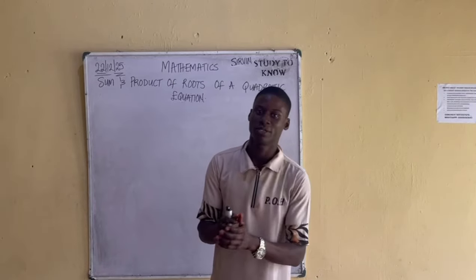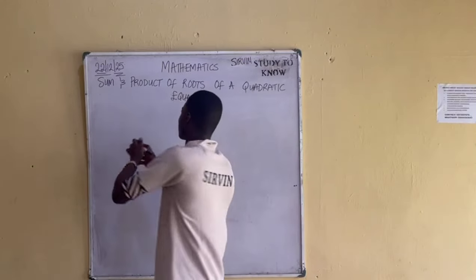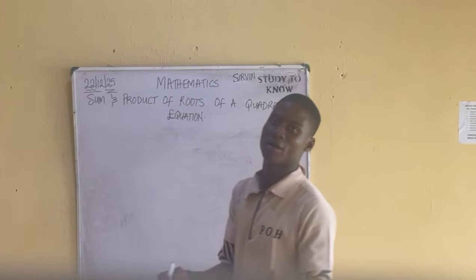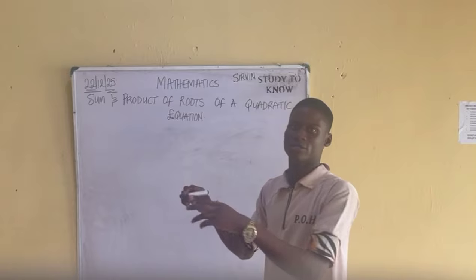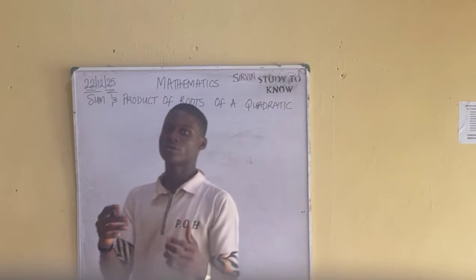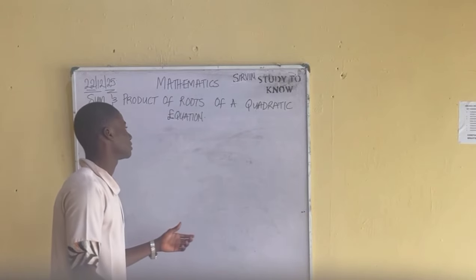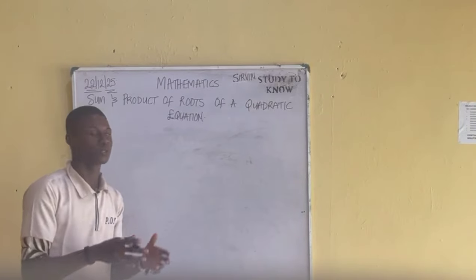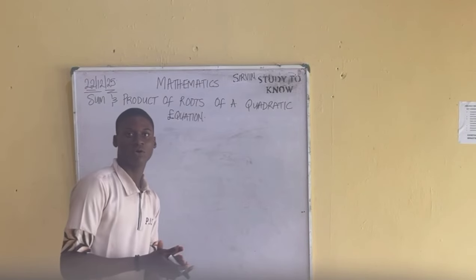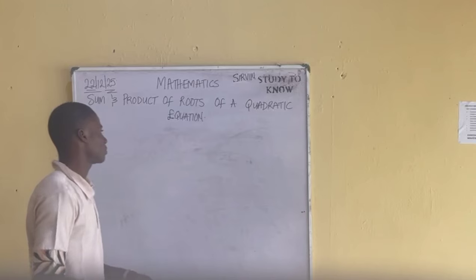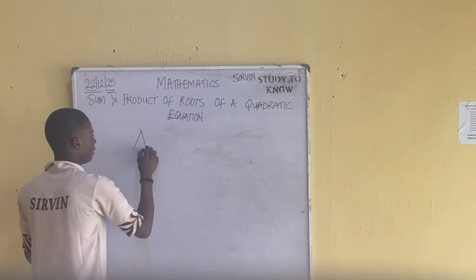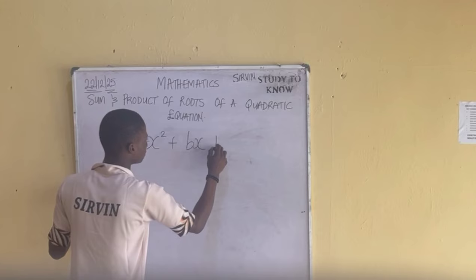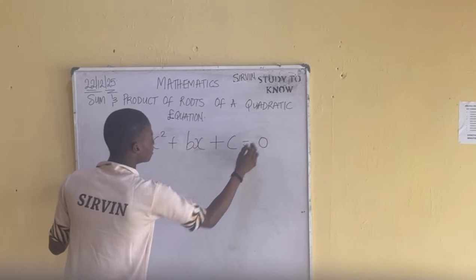And in today's class, we'll be talking on maths, on the topic sum and products of roots of a quadratic. Before I dive into the main topic, I would like to explain quadratic equation. A quadratic equation is simply a type of equation that has the highest power of x to be what? 2. Or you can say it's a polynomial equation of degree 2. You understand? So it's of the form ax squared plus bx plus c equals 0.